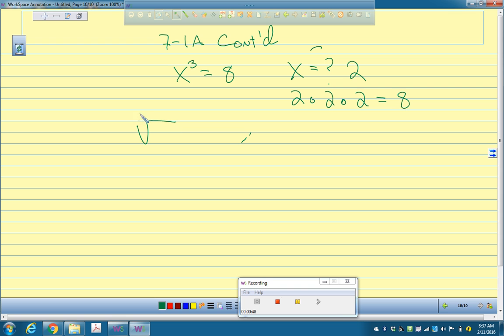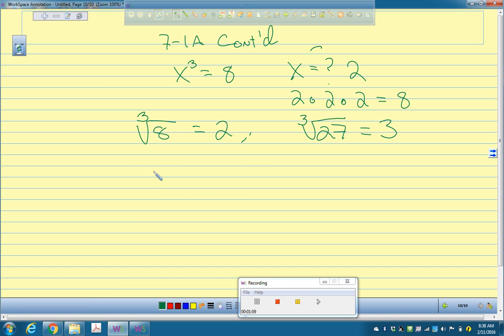So what is the cube root of 8? Okay, it's 2. And they put a little cube, you put a little 3 out there. What's the cube root of 27? What's the cube root of 27? 3 times 3 times 3 equals 27. So that's how that works.